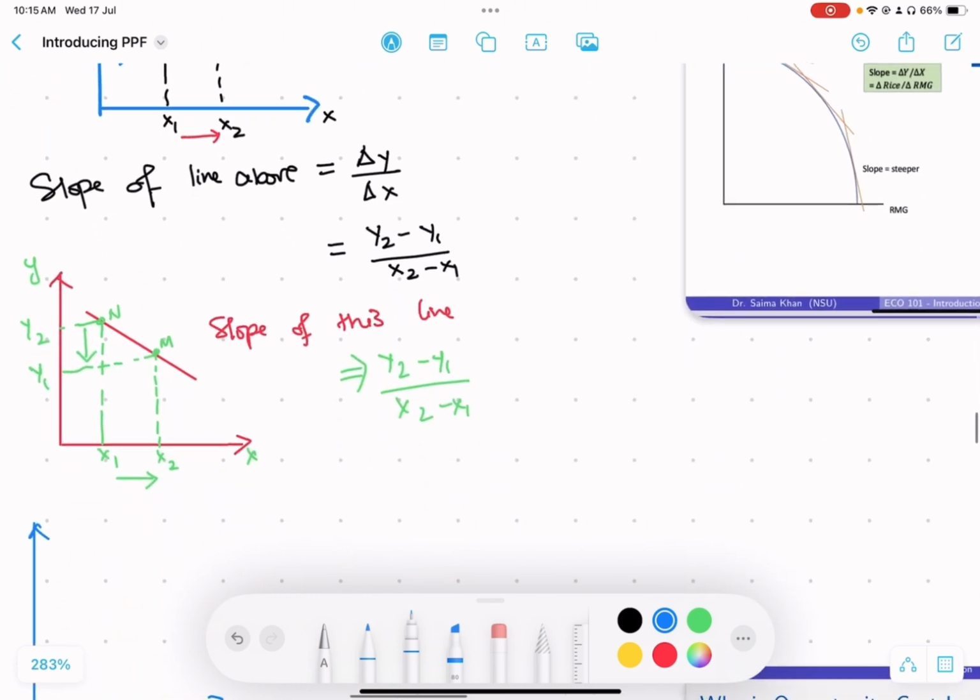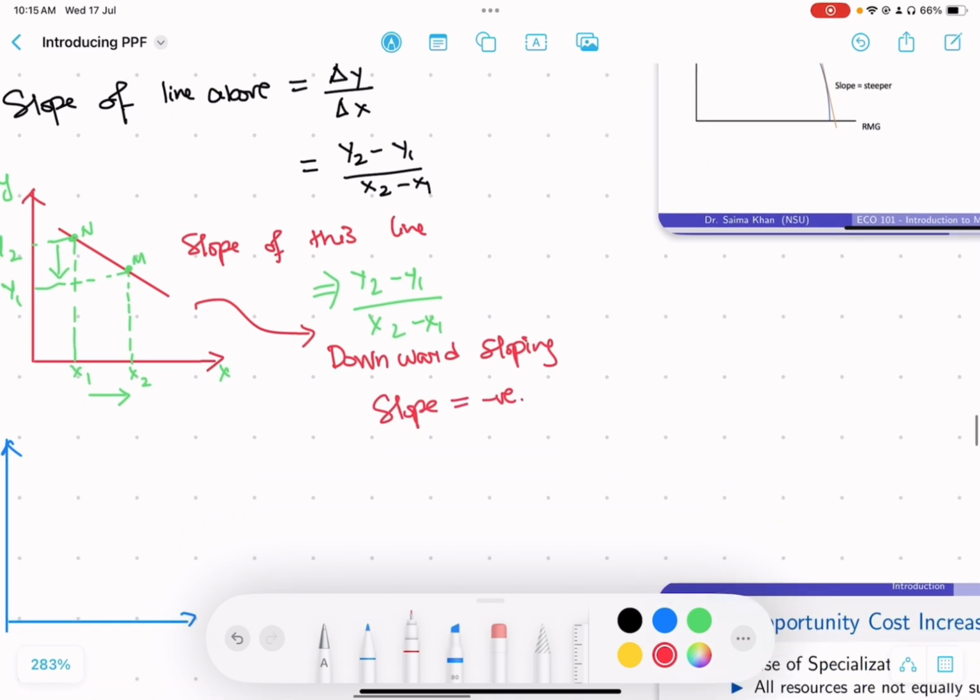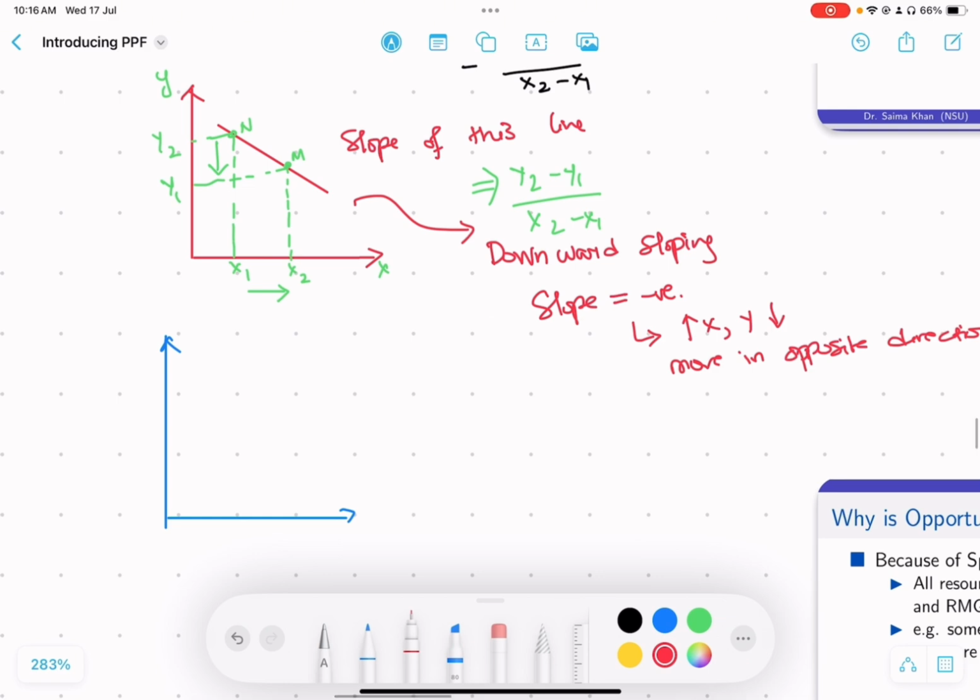On the other hand, when this is a downward sloping curve, the slope is negative. That means when x increases, y decreases, so they move in opposite directions. This is what we mean by a negative relationship between x and y. That is why it is negatively sloped. We have not yet come to the discussion of the value of the slope. That's what I'm going to discuss next.